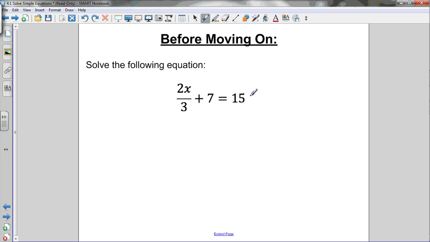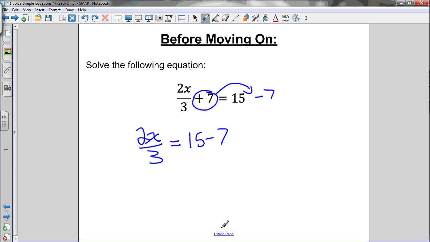So before moving on to the worksheet for this section, make sure you can get the correct answer to this question. So pause it now and try it. Okay, now I'll take it up for you. So remember, step number 1, isolate the term that has the variable. So I'm going to isolate the 2x over 3 by moving the plus 7 to the other side. The opposite of adding 7 is subtracting 7. So what I'm going to have is 2x over 3 equals 15 minus 7.